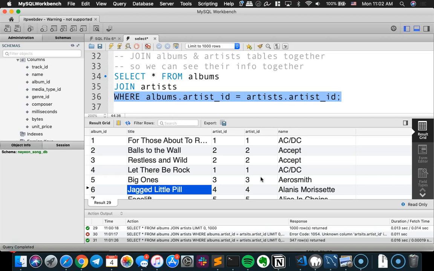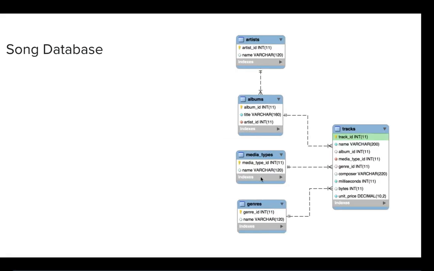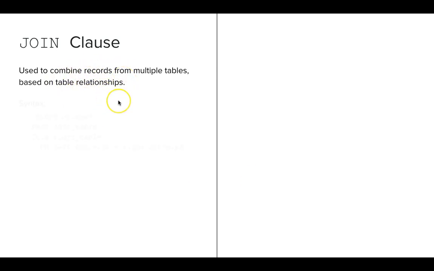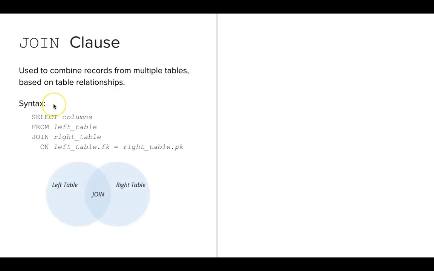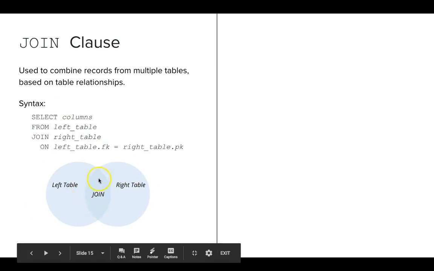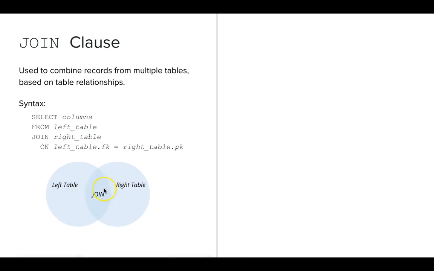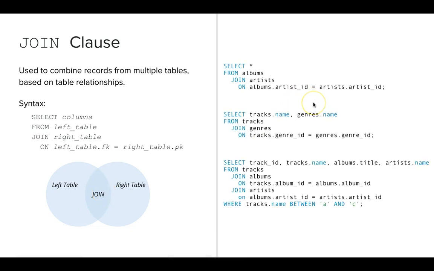Let me show you one more thing before I move on here. I learn with a lot of visuals. I have some slides on this. Join, again, is very useful to combine records from multiple tables based on the relationship, of course. So the syntax looks something like this. We have two tables, and we're joining them where they intersect, where the artist IDs are the intersection points.